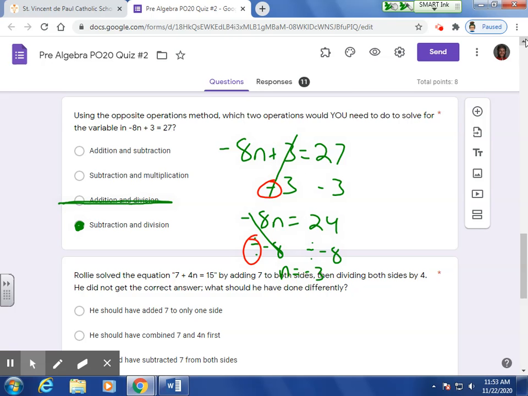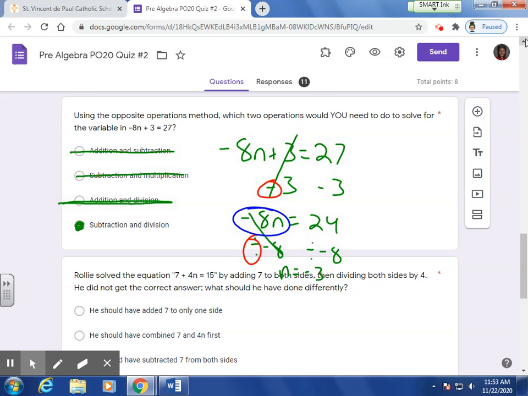Okay, we aren't going to add and subtract, because adding and subtracting don't get rid of that coefficient. That can only be done by multiplying or dividing. So it's not going to be both of those. That's why that one's out. And subtraction and multiplication, we do subtract first, but again, to break this up, right? This right here says -8 times n. And to undo that, we're going to be dividing. Okay, thus we have subtraction and division, not that one.